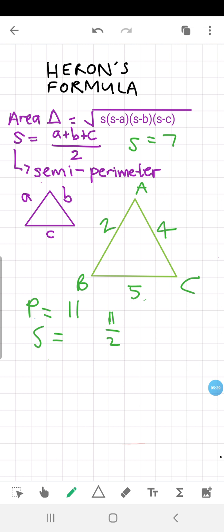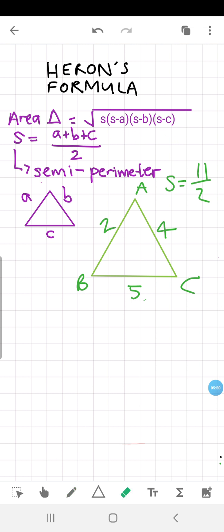Okay. I have to erase this because I don't have space, but I will write it somewhere over here. S is equal to 11 over 2. Sorry, please ignore the 7. That was when I was experimenting earlier.